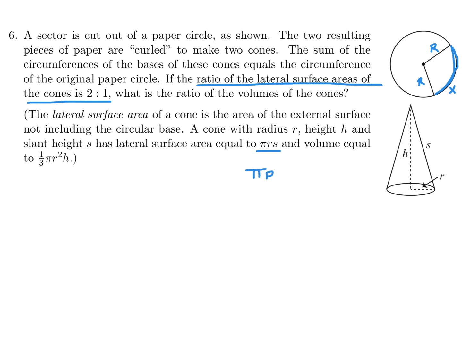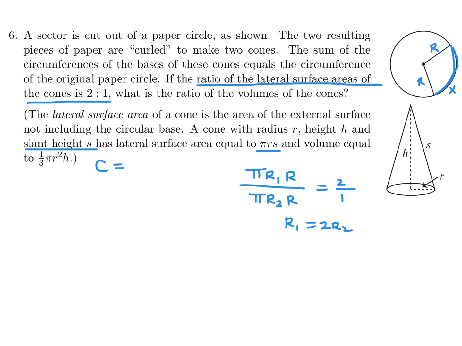So pi, let's say the first one is R1. Pi r, and then s is the lateral slant height, which would be R based on what I've labeled. And then for the second cone, again pi, but this time it's a different radius, but the lateral slant will be the same. And they're saying that's 2 to 1. So that basically means that R1 is equal to 2R2.